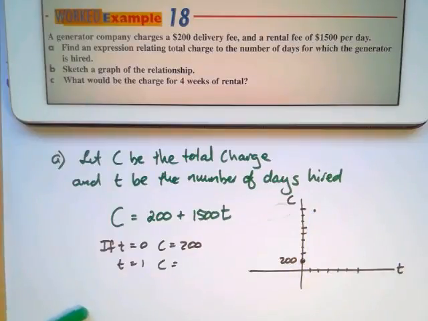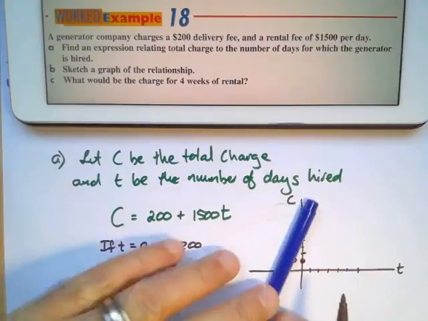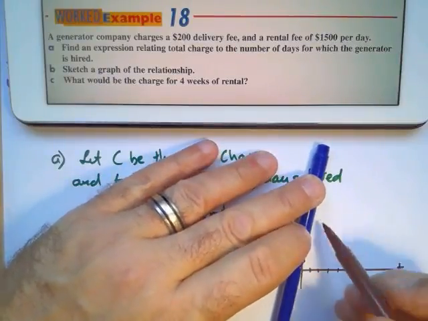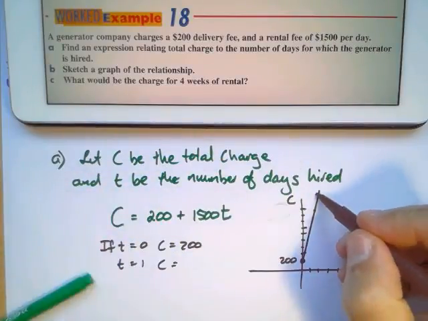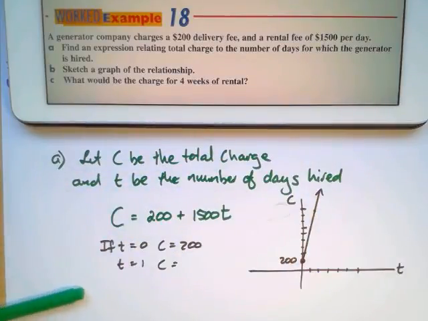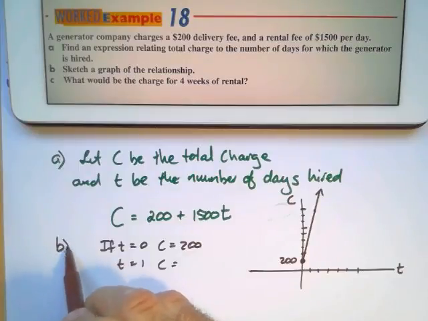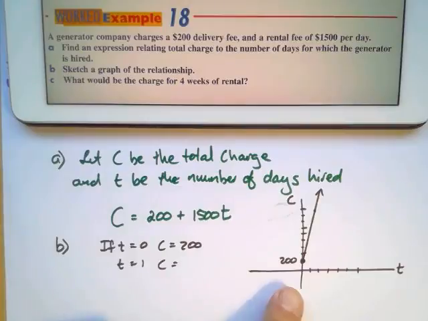I'm going to use a ruler. I've got this weird ruler here. And that will be the graph. What would be the charge for 4 weeks of rental? Now, you can see that 4 weeks will be over there, which means I'll have to go all the way up there if I wanted to use my graph.